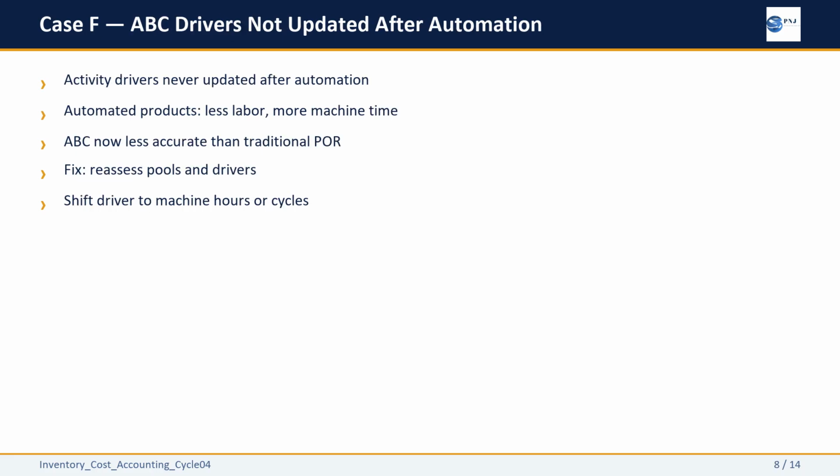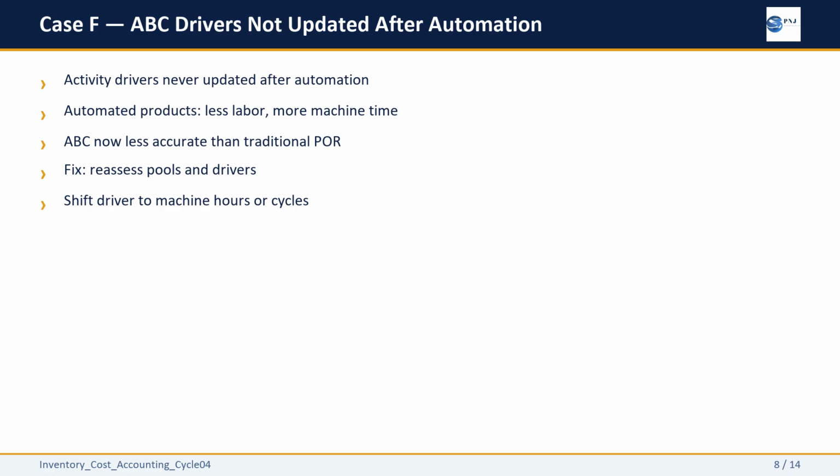Case F is a cautionary tale about letting a good model go stale. Activity-based costing, the ABC system, was adopted 3 years ago, but the activity drivers were never updated after the factory automated. The drivers, like direct labor hours, no longer reflect how overhead is actually consumed. Automated products generate less direct labor but more machine time and depreciation, so the ABC model is now less accurate than even a traditional overhead rate.